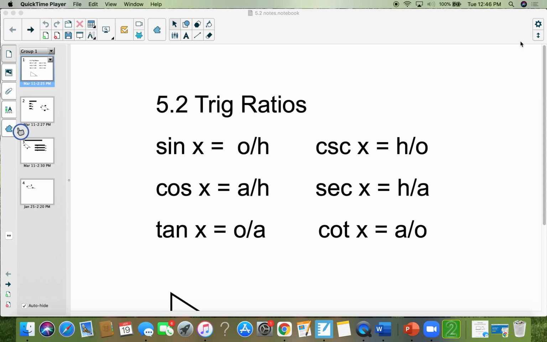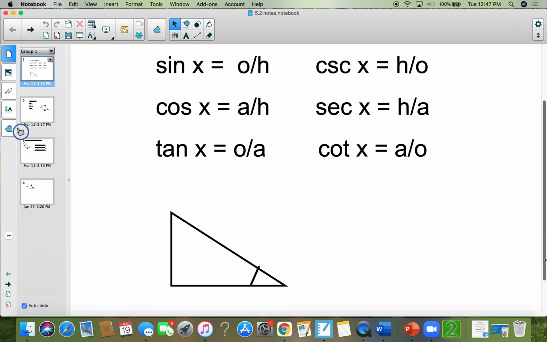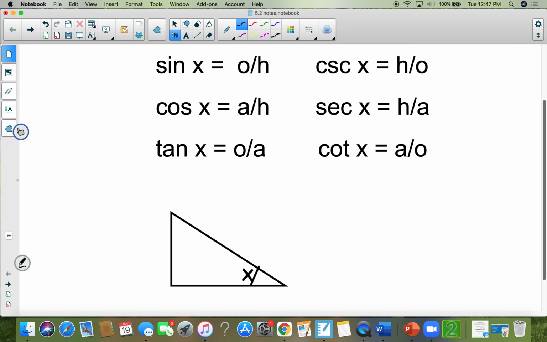5.2, we're just going to go over the trig ratios. A lot of you know these, but we're going to go over these again. So here's a right triangle down here below. And here is angle X. A lot of books are going to use theta instead of X, but this is the side opposite of X. This is the hypotenuse because this is a right triangle. This is the side adjacent.